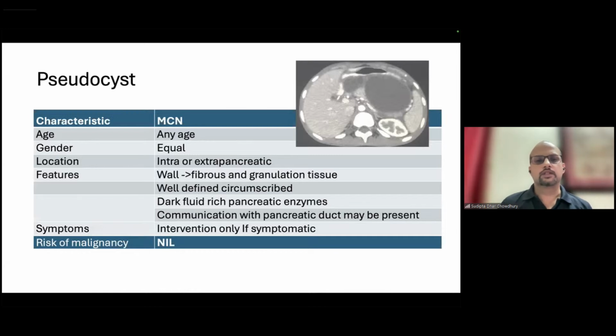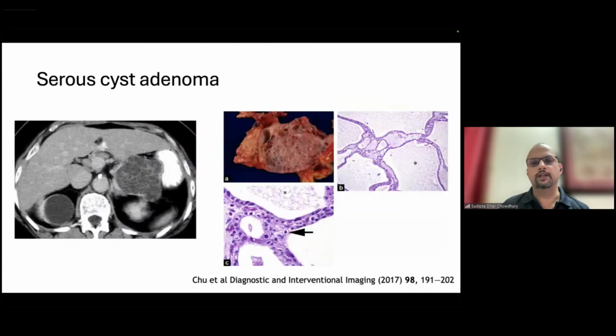If you look at a pseudocyst, the pseudocyst usually develops as a consequence of acute pancreatitis or acute on chronic pancreatitis, not otherwise. And this can happen at any age. Sorry for the typo, it should be mucinous pseudocyst here. The extrapancreatic wall contains fibrous or granulation tissue, well circumscribed, with dark fluid. The fluid is very dark, rich in pancreatic enzymes. Usually, you'll see a communication with the pancreatic duct, and intervention only if the patient is symptomatic. However, the risk of malignancy in this is very, very low.